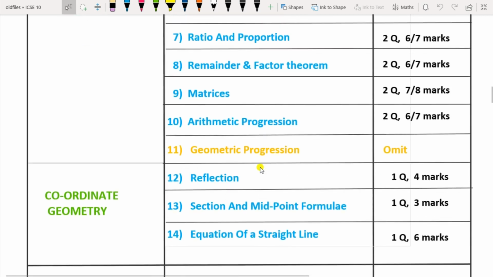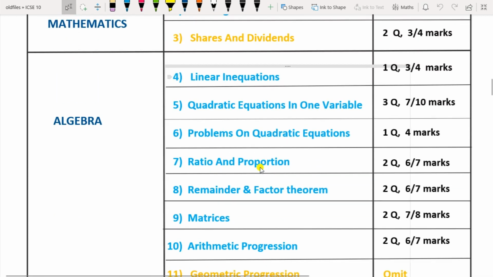Then from lesson 4 to lesson 11 is algebra. Lesson 4 is linear inequations. 1 question can be asked for 3 to 4 marks. Then quadratic equations in 1 variable, 3 questions can be asked for 7 to 10 marks. Okay, problems on quadratic equations, 1 question of 4 marks, word problem. Then ratio and proportion, 2 questions, nearly 6 to 7 marks. Remainder and factor theorem, 2 questions, 6 to 7 marks. Matrices, 2 questions for 7 to 8 marks.